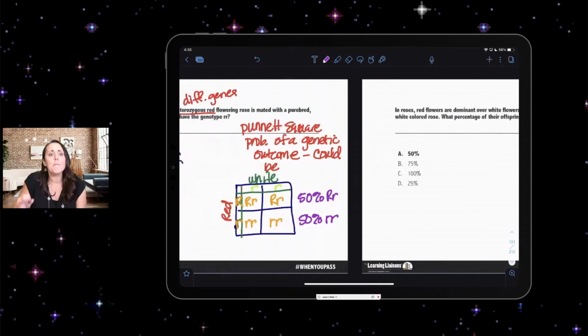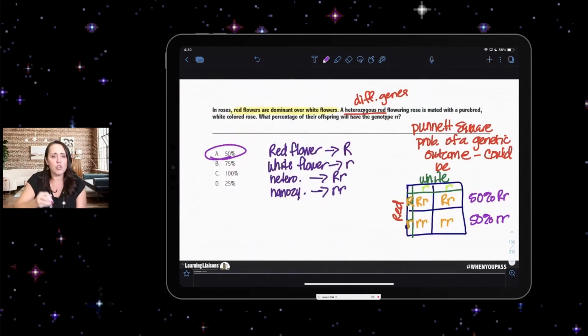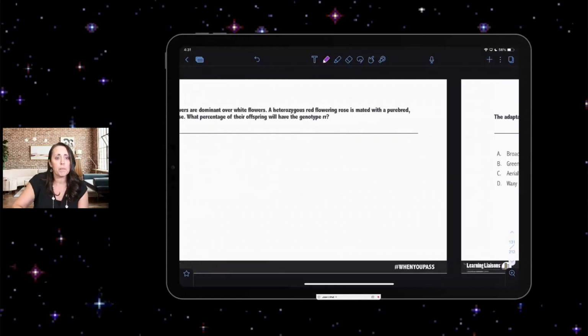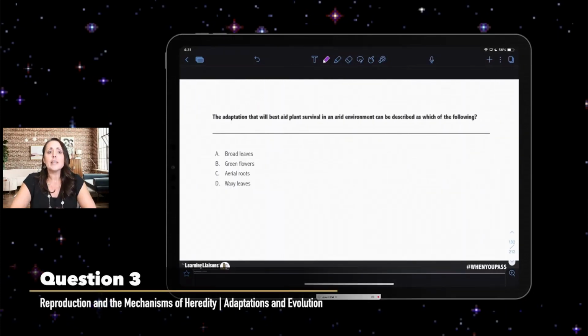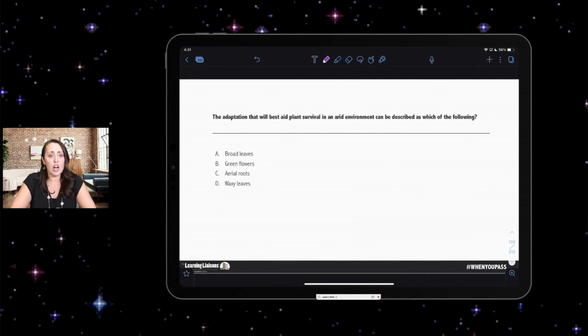Awesome job. Make sure when you are writing down your notes, you write down that Punnett Square. And if you need to, definitely look more of these up because they're great to explore how the genes work. The adaptation that will best aid plant survival in an arid environment can be described as which of the following? Broad leaves, green leaves, aerial leaves, or waxy leaves?